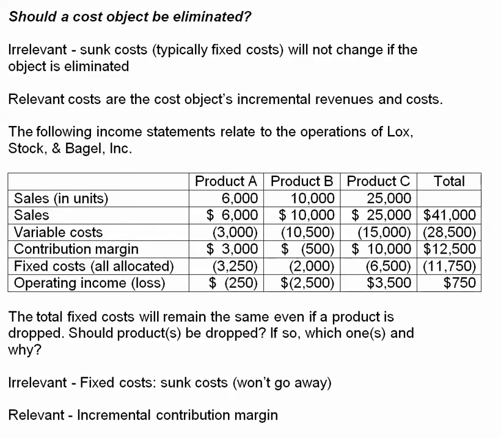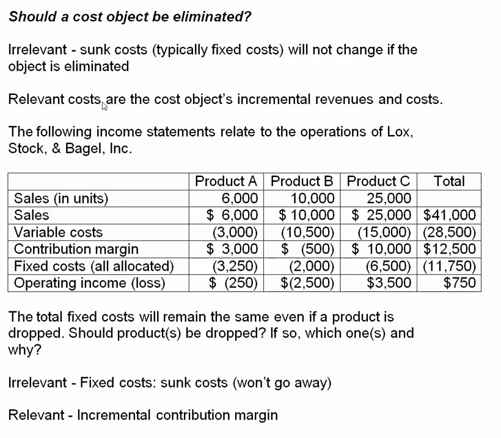Okay, let's look at this example that relates to the decision about whether to eliminate a product or a service or a division or department. So in these types of decisions, what's important again is to determine what's relevant versus what is irrelevant. As in other problems we've done, irrelevant costs are the sunk costs, and they're typically your fixed costs. And the key on those is they will not change if the object is eliminated. In other words, they are going to remain the same.